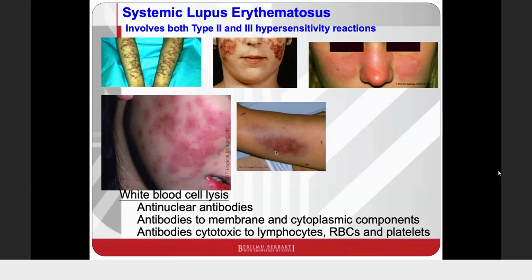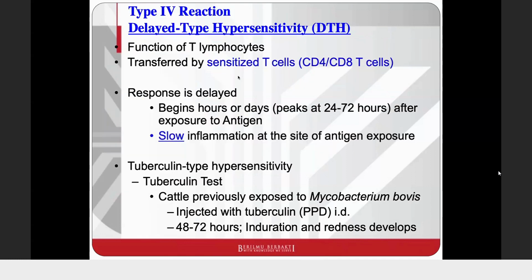And then we have type 4 reactions, delayed type hypersensitivity. As I mentioned, type 1, 2 and 3 are mediated by antibody. Only type 4 is mediated by T lymphocytes, so it can be CD4 or CD8 T cells. The response is usually delayed, so that's why it's called delayed type hypersensitivity, beginning hours or days after exposure to antigen. The classic example of a hypersensitivity reaction is the tuberculin test. In humans we call it the Mantoux test.